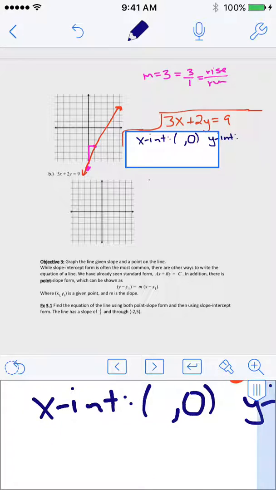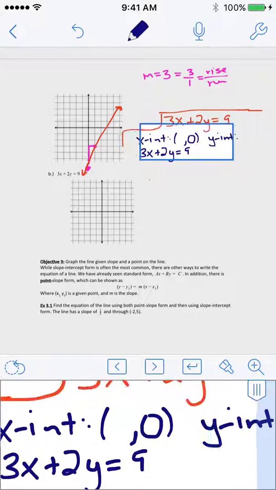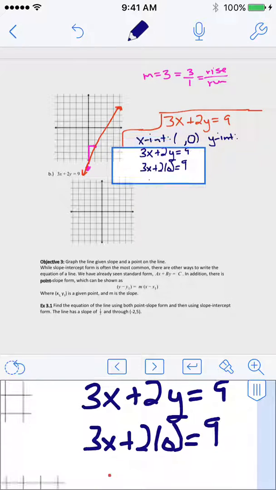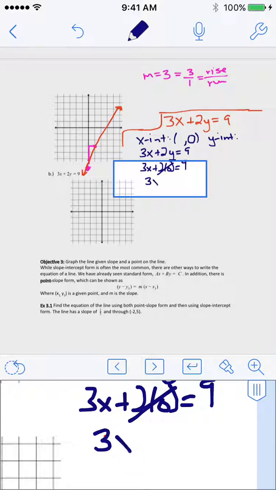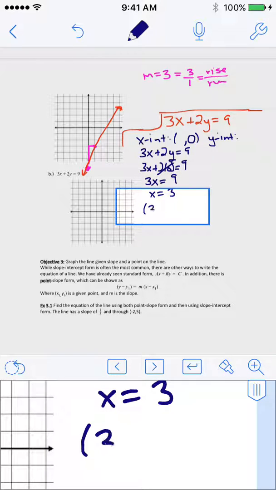So let's go ahead and take that information and use it in this equation. We're going to plug it in. So this is my equation, right? And I know that y is supposed to equal 0. So I'm going to change this y to 0. So we have 3x plus 2 times 0 equals 9 now, not 2 times y. Well, when you have 2 times 0, that just goes to 0. So you end up with 3x equals 9, or x equals 3. And so our x-intercept is 3, 0.